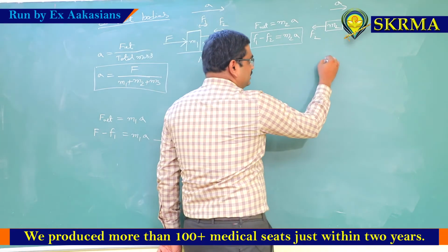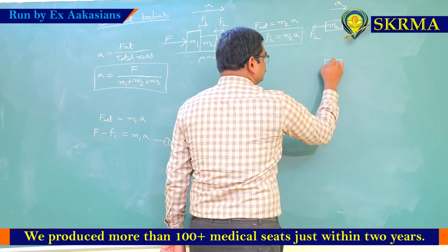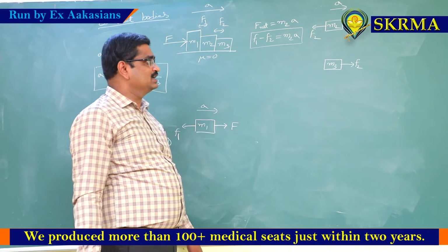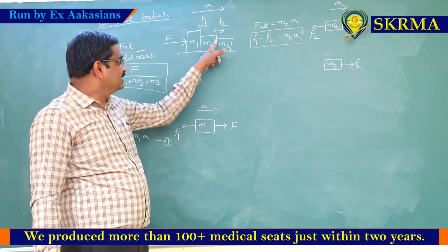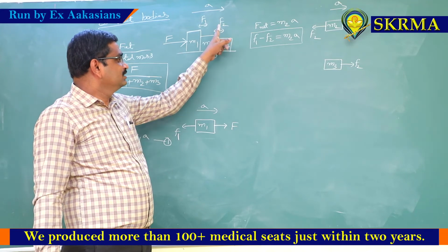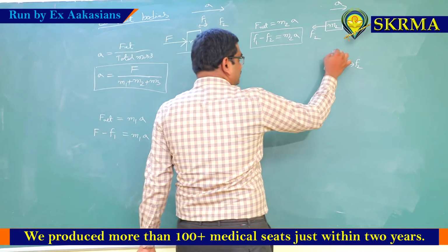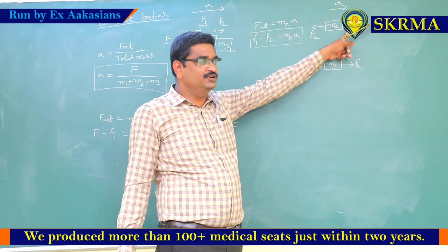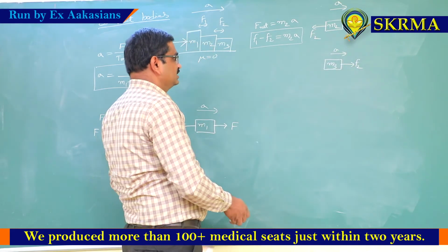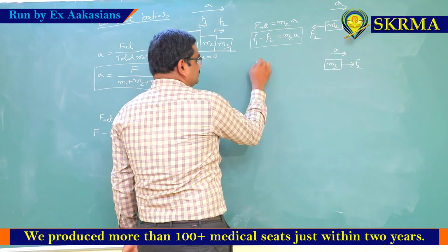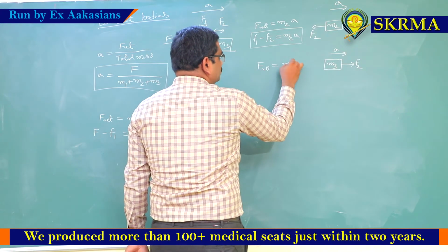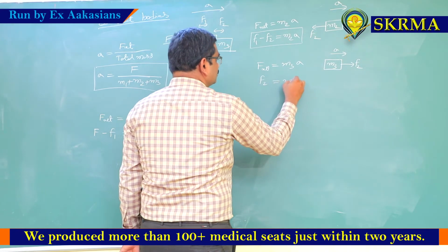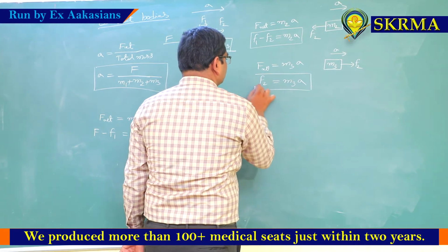Next, draw the free body diagram for mass m3. The only force acting on this one is F2, because no opposing force is there. So the contact force acting on m3 is F2 only, in the direction of acceleration. Just check: this F1 and this F1 are opposite to each other, F2 and F2 are opposite to each other. Now apply Newton's second law: F net equal to m3 into A. What is the net force? Only F2, so F2 equal to m3 into A. This is the third equation.